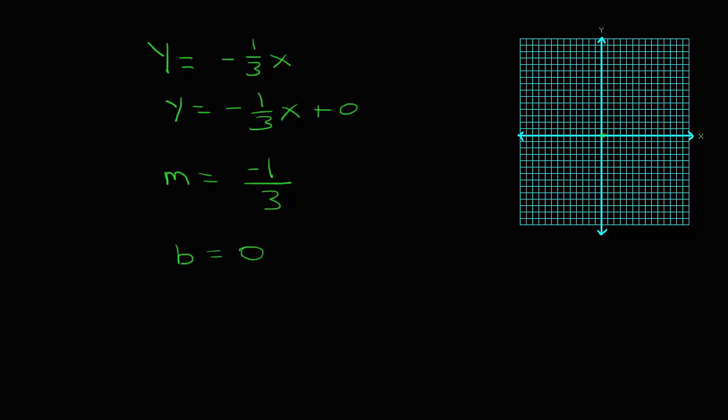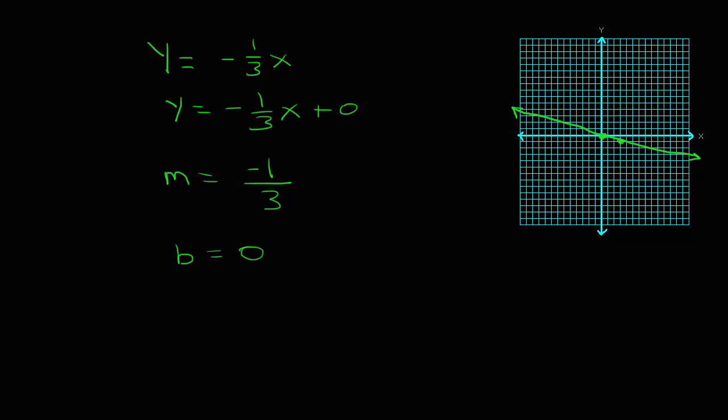I make a dot at the origin, which is where the y-intercept of 0 would be. Then I go down 1 for a negative change of 1 in y, and then I go over 3 to the right for a positive change of 3 in x, and I make another dot. I then continue over and connect the dots, and we end up with a line that looks like that. So the trick when you're missing the b term is to simply set b to 0, and then graph it the same way that we have been for the other slope-intercept forms of the line.